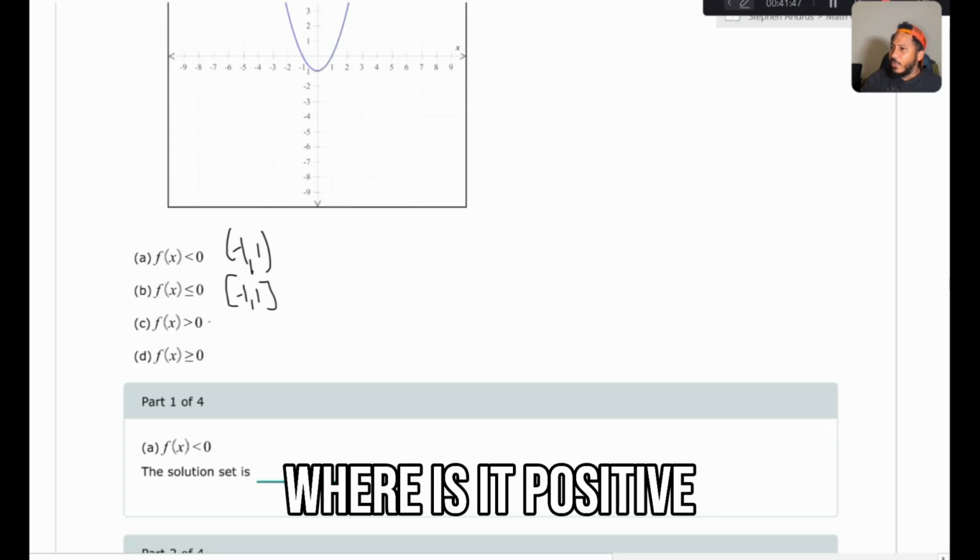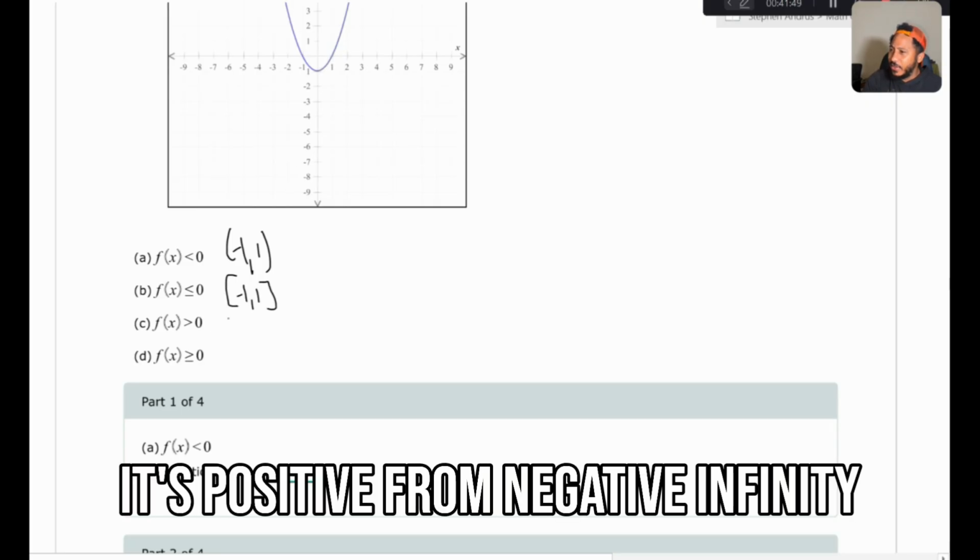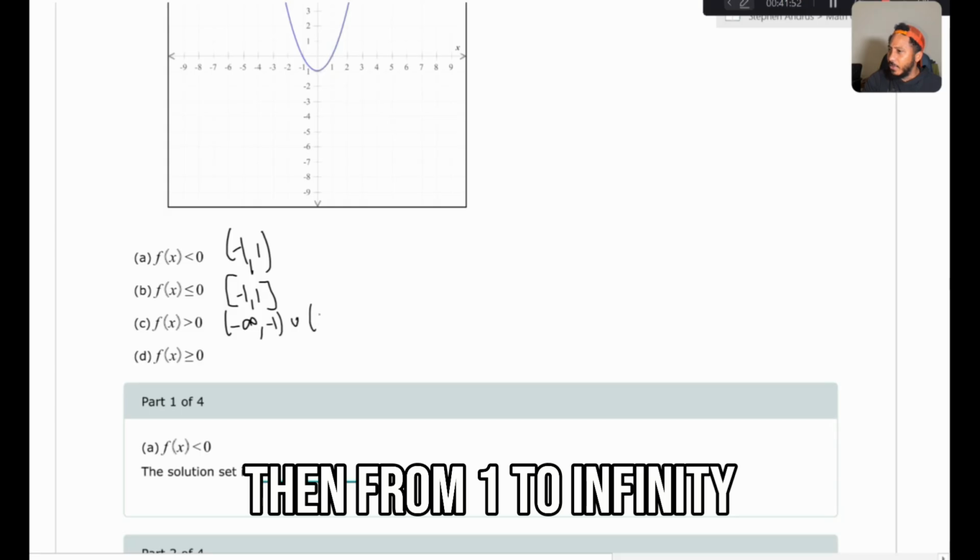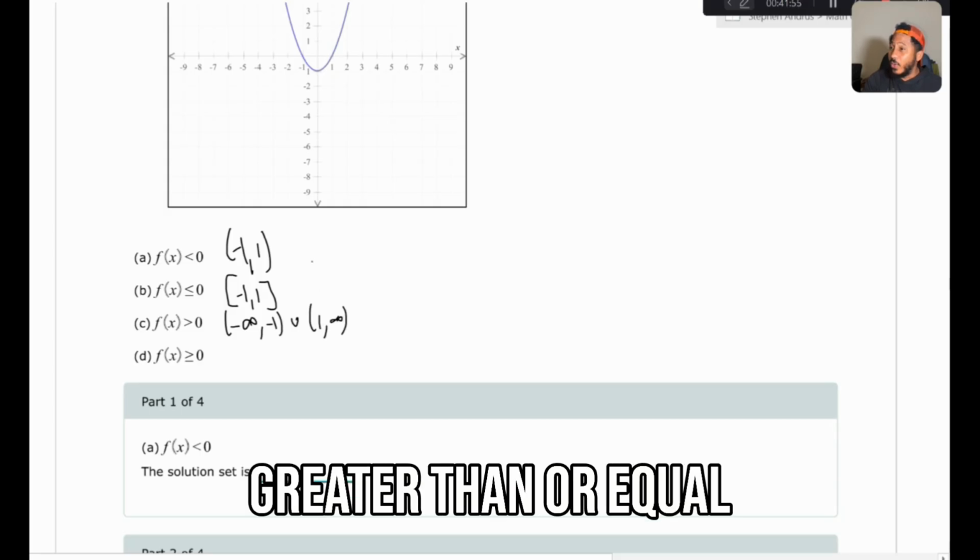Negative 1 to 1. Here, where is it positive? Okay, it's positive from negative infinity to negative 1, and then from 1 to infinity. And where is it greater than or equal to 0?